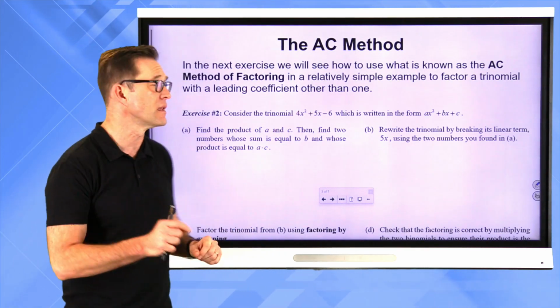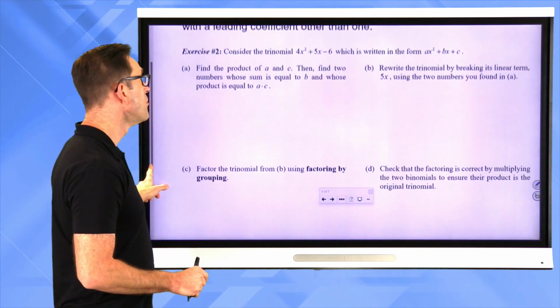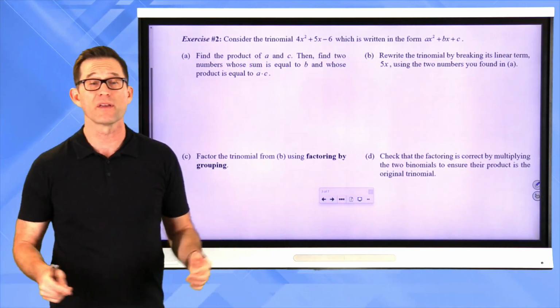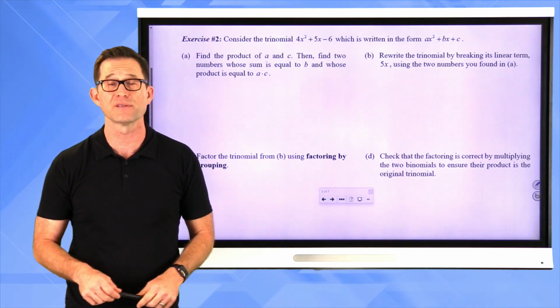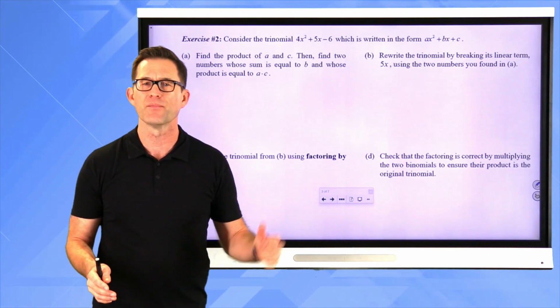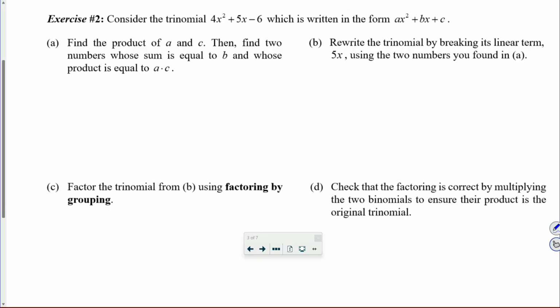So this is really key, leading coefficient other than 1. By the way, the method that we're going to use will work even if there's a leading coefficient of 1. Okay, so it even works in the simple case, but you probably wouldn't really need it. Let's take a look at exercise number 2.